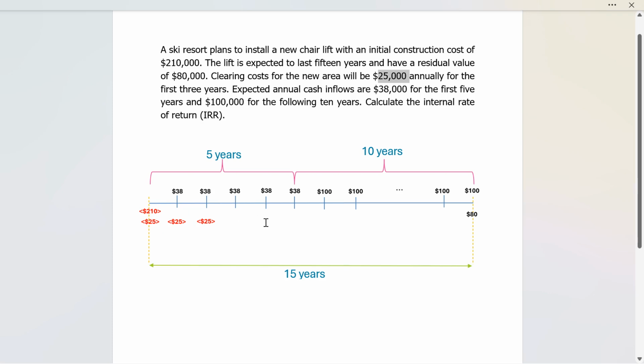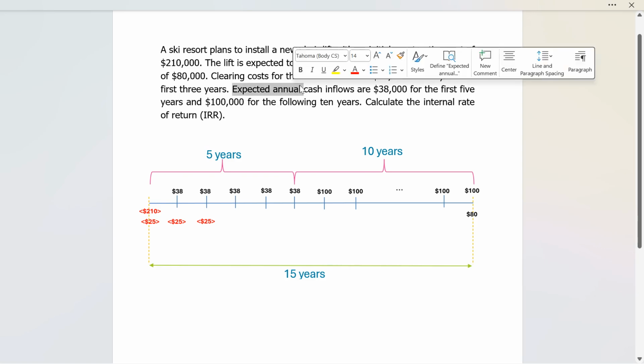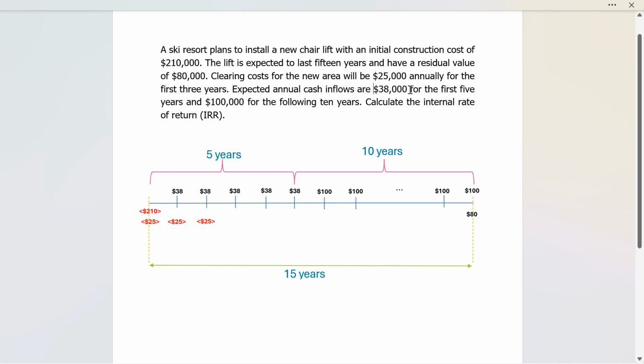After that, they expect returns of $38,000 for the first 5 years. In the investment decision application, we always suppose that returns are at the end of each time interval. So I have written the returns at the end of each time interval, which is a year.